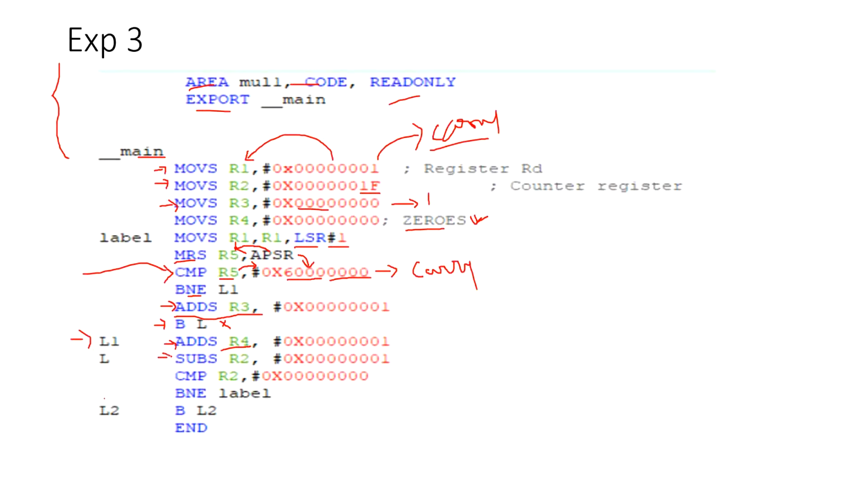Then I should decrement the counter by 1. Then I should check whether my counter has become 0 or not. If it is not 0, again come back and start executing this. If it is 0, then end the program. Correct? So this is how we count the number of zeros and ones in a given data set. This is the one logic that I have developed to count the number of zeros and ones.